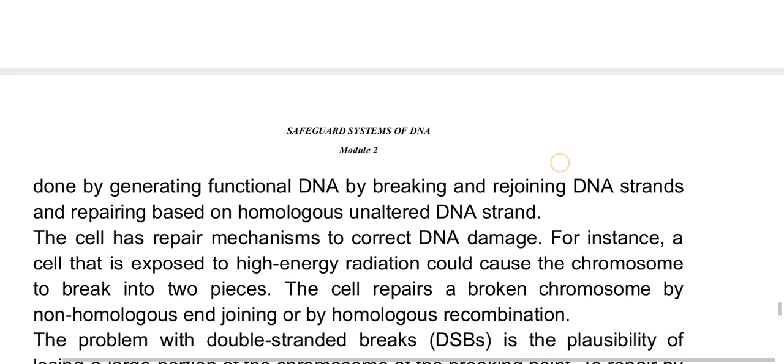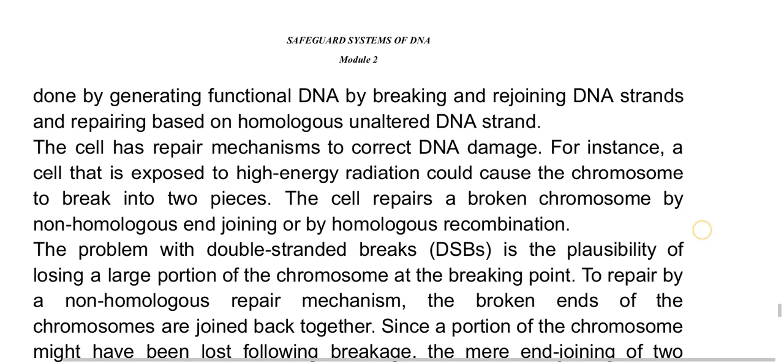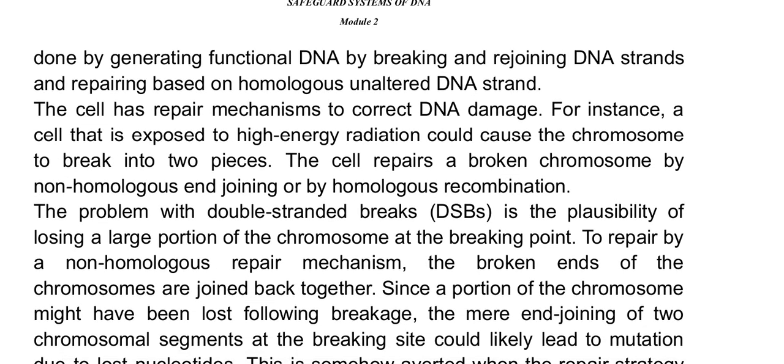The process is done by generating functional DNA by breaking and rejoining DNA strands and repairing based on homologous unaltered DNA strands. The cell has repair mechanisms to correct DNA damage. For instance, a cell that is exposed to high energy radiation could cause the chromosome to break into two pieces. The cells repair the broken chromosome by non-homologous end joining or by homologous recombination.